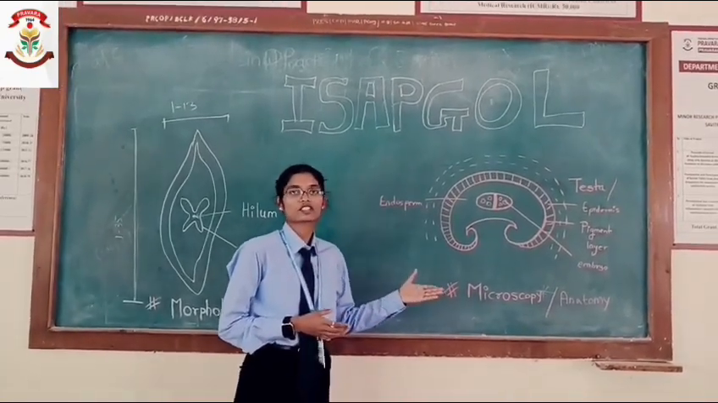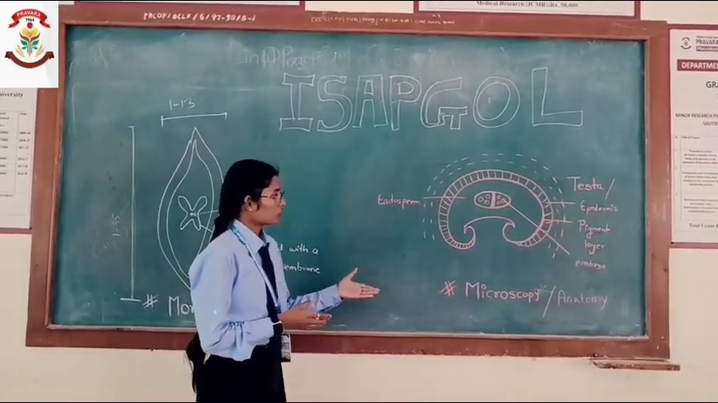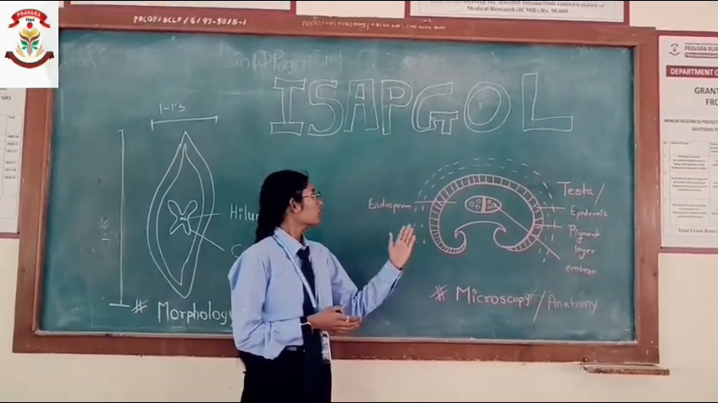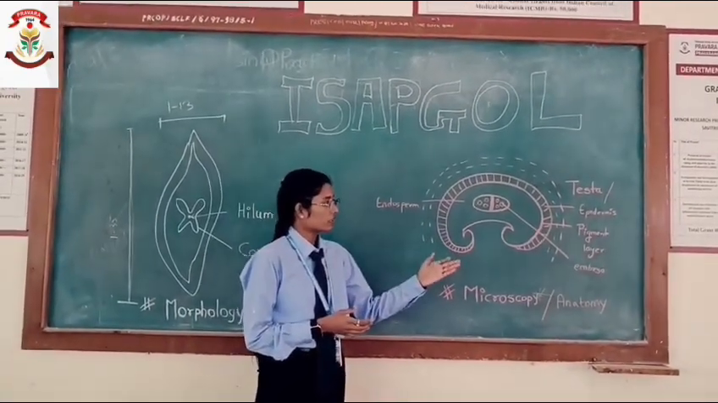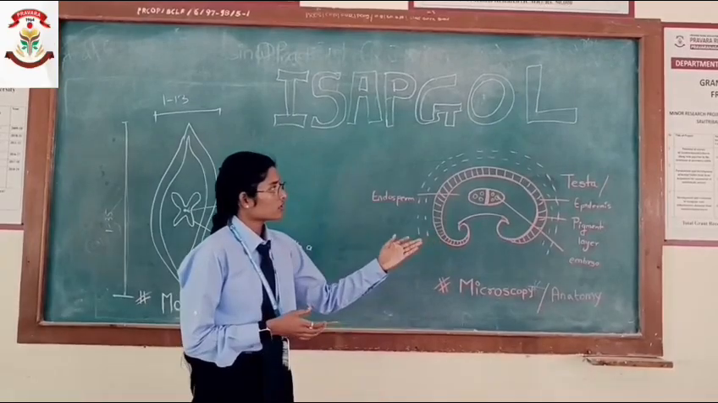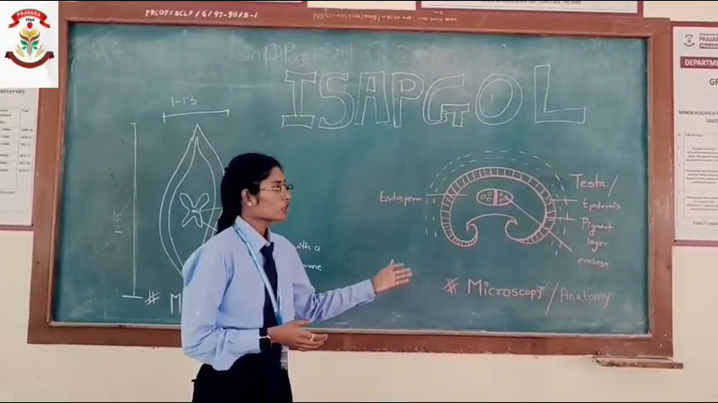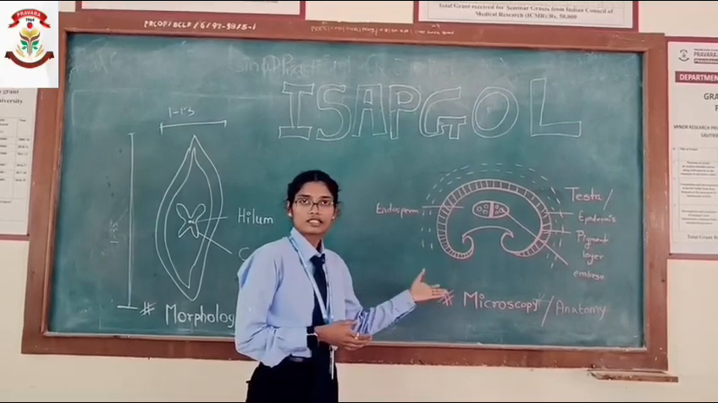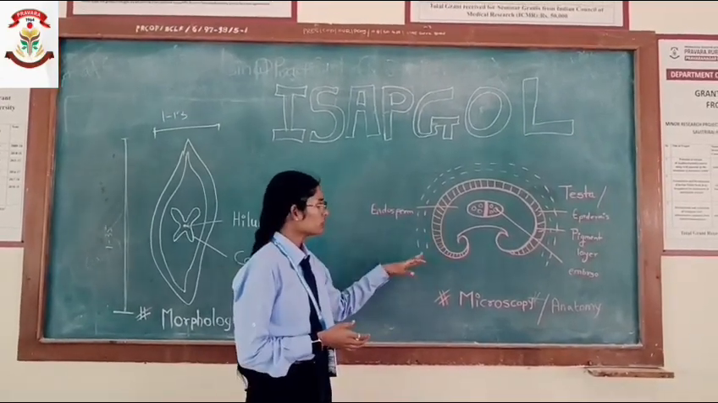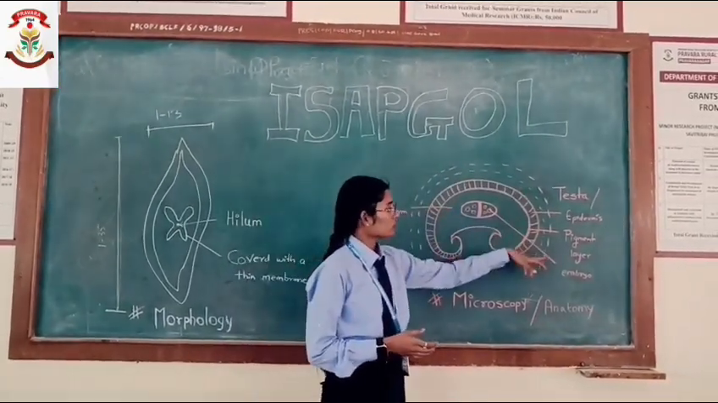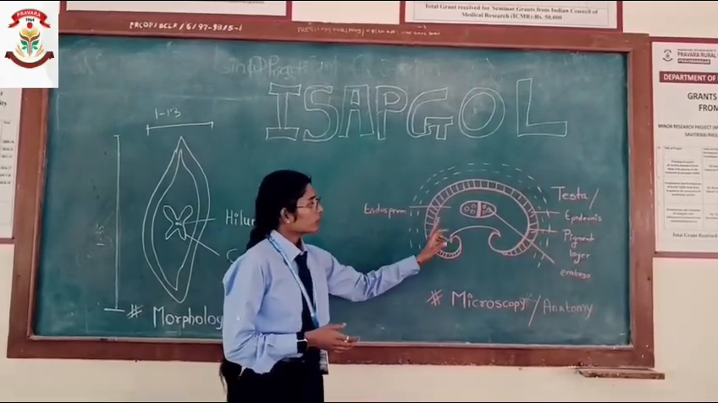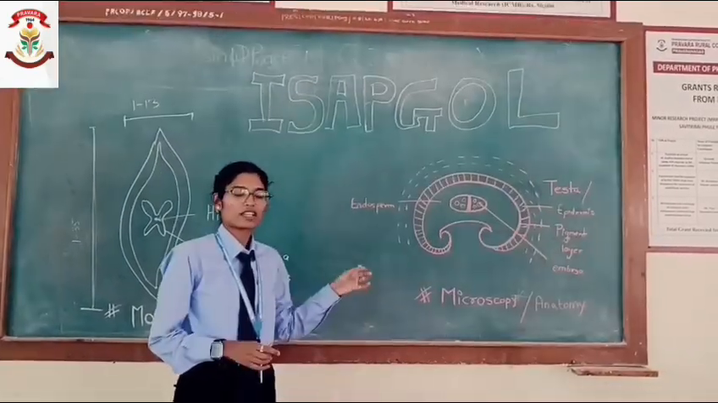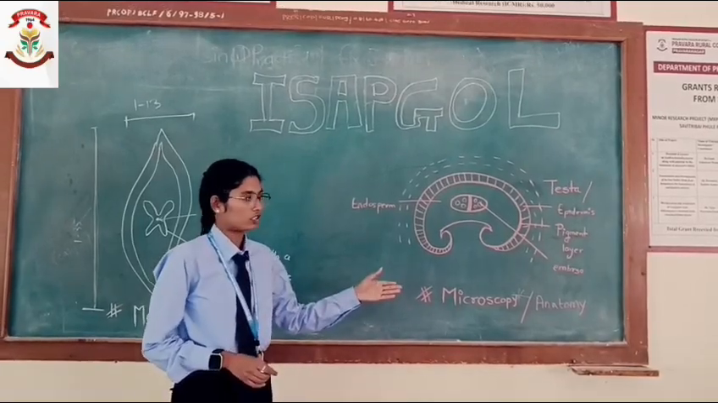It is family Plantaginaceae. The anatomy of isabgol consists of the epidermis, endosperm, pigment layer and embryo. The epidermis is also called the testa. The epidermis consists of a single layer of colorless cells and is fully covered with mucilage. This part is also called the mucilage. Then the pigment layer, it is also colorless, it has a single layer and is yellowish in color.